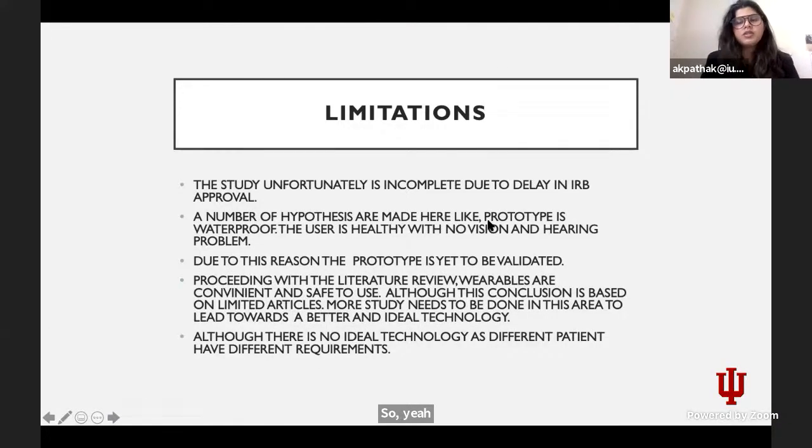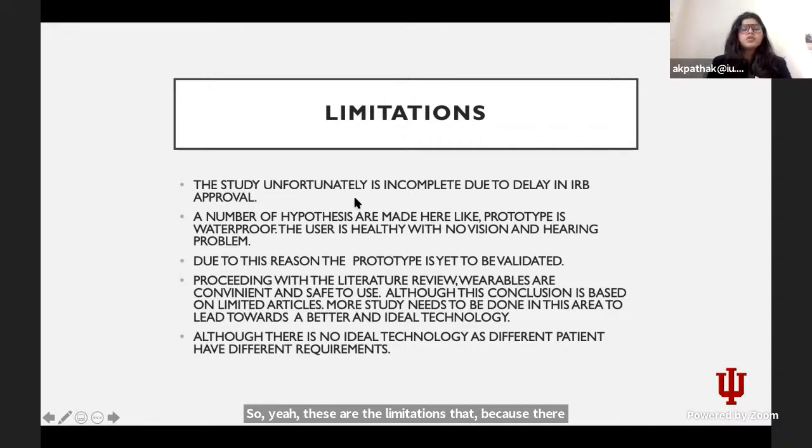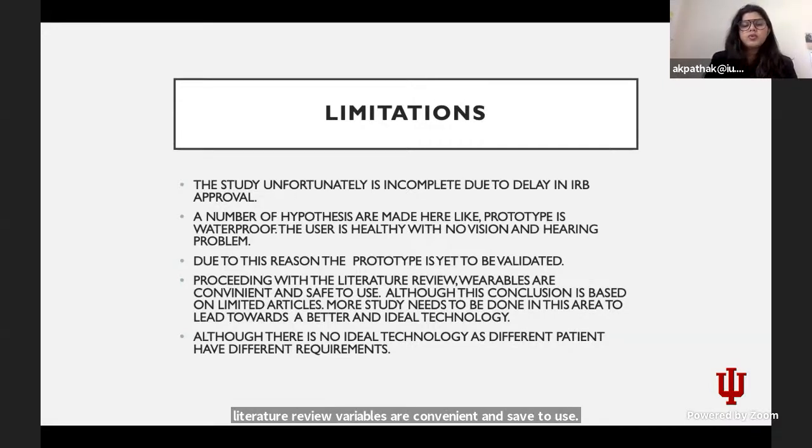Yeah, these are the limitations, because there are several technologies. The hypothesis was that the user of this technology is healthy and has no vision or hearing problem, and that the device is waterproof. The study unfortunately is incomplete due to the delay of the IRB approval. We couldn't validate this prototype. Proceeding with the literature review, wearables are convenient and safe to use. Although this conclusion is based on limited resources, more studies need to be done in this area to lead towards a better conclusion and ideal technology. Although there is no ideal technology, as different patients have different requirements.